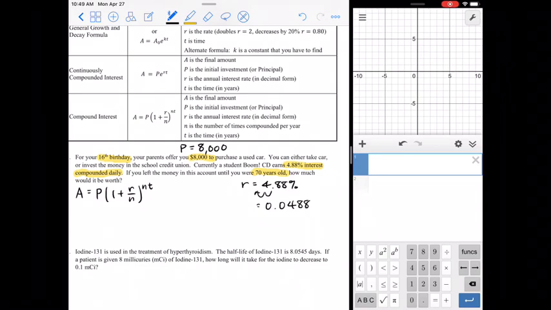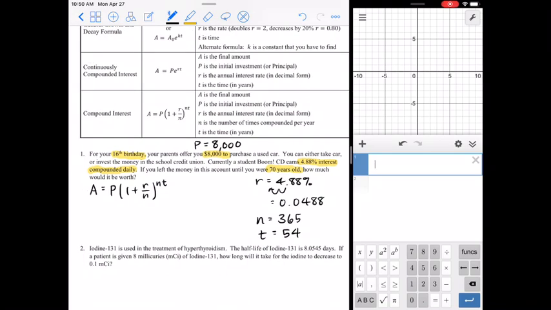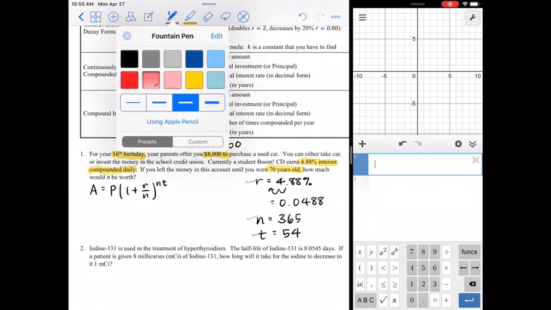N is the number of times it's compounded per year. And so it's compounded daily. We can just say 365 days in a year. So that's N. T is the time in years. So you're starting at 16, ending at 70. Do 70 minus 16. That money will be sitting for 54 years. So knowing all of this, we now have our P, our R, our N, and our T, and that's all we need in order to find A.